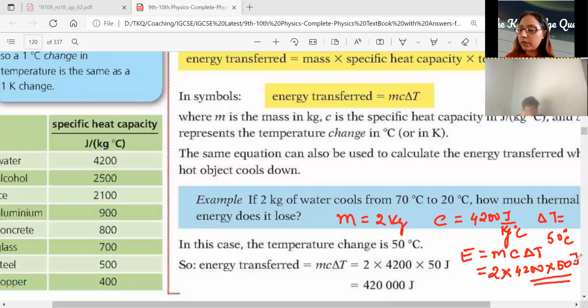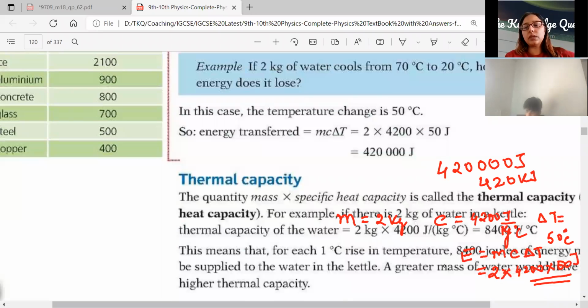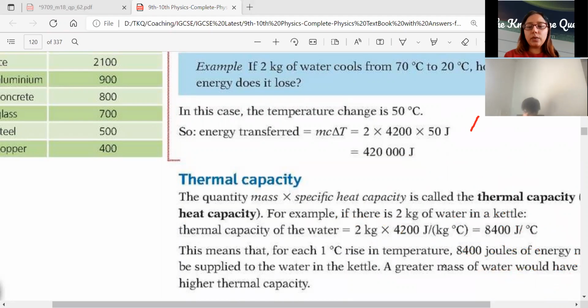2 multiplied by 4200. 2 more zeros. How many zeros? 4 zeros. 420 and then 3 zeros, 000 joules, right? Or we write it as 420 kilojoules. That should be your answer. You should convert it to 420 kilojoules, because otherwise it's a very big number. So it's better to convert it into kilojoules. Okay. So I hope this part is understood.